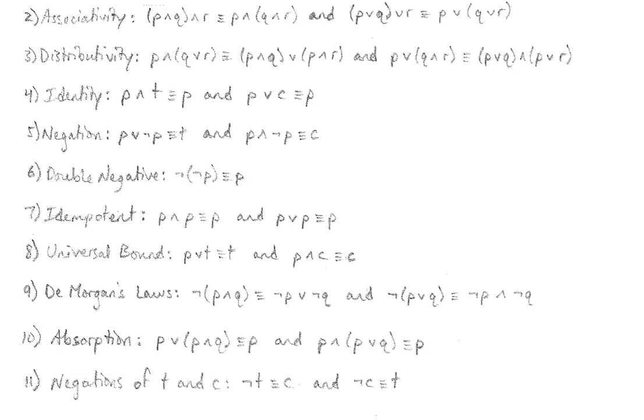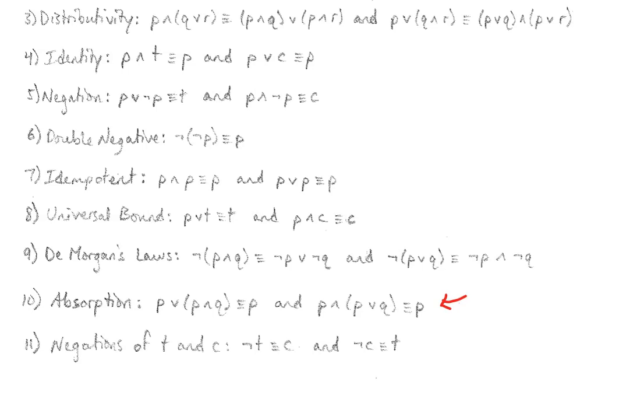Number 9, the De Morgan's laws that we looked at earlier on in this video. Number 10, the absorption laws. We're going to be taking a look at one of these guys in our next video as well. We're going to be doing a truth table to see that for one of these two things here, these two things are logically equivalent. Absorption, P or (P and Q) is equivalent to P. Similarly, P and (P or Q) is equivalent to P. And then 11, the negations of a tautology and a contradiction. If you negate a tautology, you get something that's always false, therefore you get a contradiction. If you negate a contradiction, you get something that's always true, therefore you get a tautology.